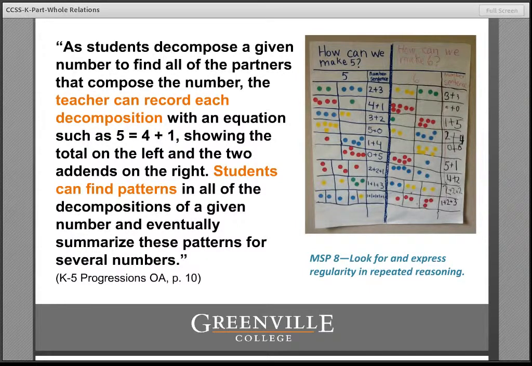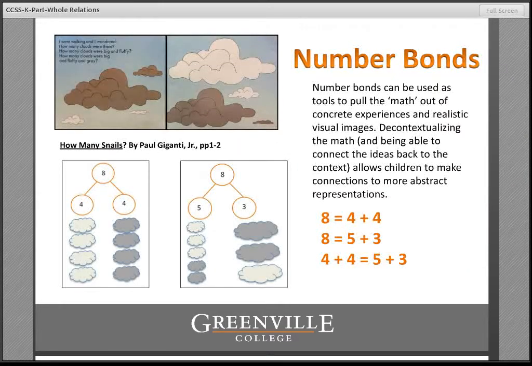For one thing, they might actually notice that 2 and 3 is up there, and also 3 and 2, that 1 and 4 is up there, and also 4 and 1. So one of the patterns that they may begin to notice through studying this actually ties into the commutative property. So that's an example of something that children can actually look at a chart, search for patterns, and come up with some deeper mathematical understandings as a result.